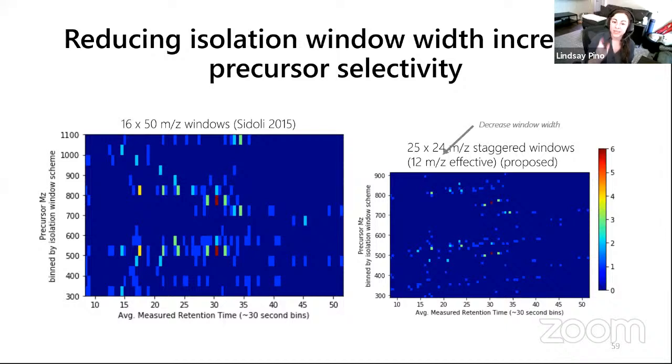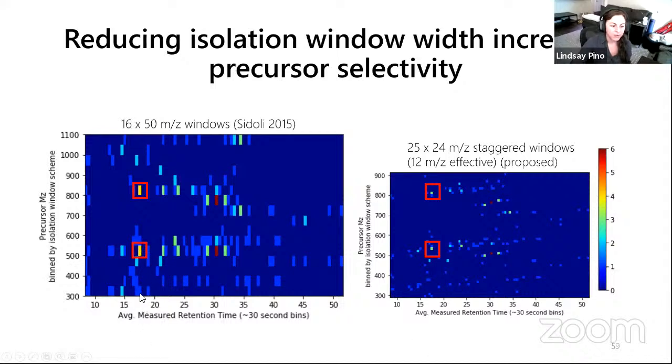The next thing we did, by decreasing those windows and using that staggered approach, as Brian had mentioned, we get twice the speed for nothing. We're getting reduced window size using these staggered methods. So we went from 50 MZ wide windows down to 12 MZ wide windows. And what does this mean? Let's take a look at just zooming in on a couple parts of the gradient.